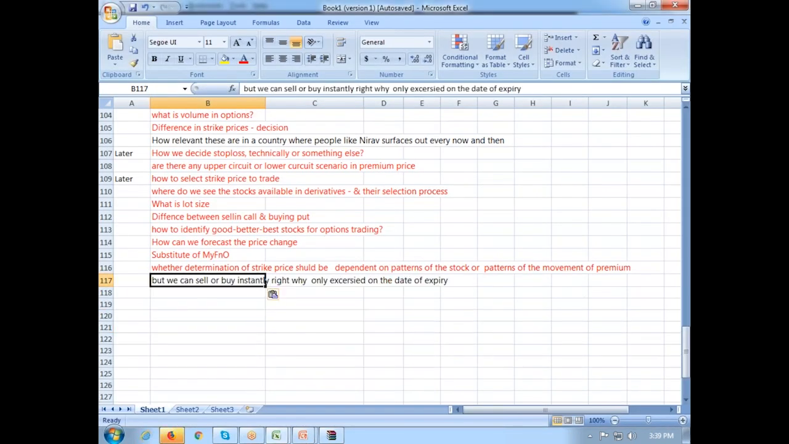Another question came in. Can we sell and buy instantly, or only exercise on the date of expiry? Yeah, you can do that. You can buy and sell anything. You don't have to wait for the expiry to exercise. Buying and selling can happen, and that keeps on happening. You don't have to worry about the exercising or expiry date.